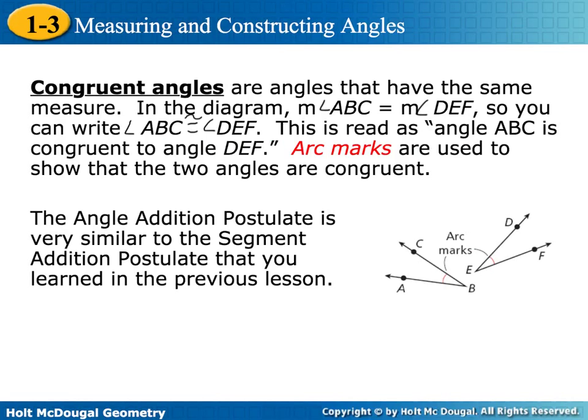Arc marks are similar to the tick marks. So these little red arc marks show that angles are congruent. So if I see two angles and they both have the same arc mark, then they're the same. And then secondly, the angle addition postulate is very similar to the segment addition postulate that you learned in the previous lesson. On the next slide, we're going to see an angle addition postulate.